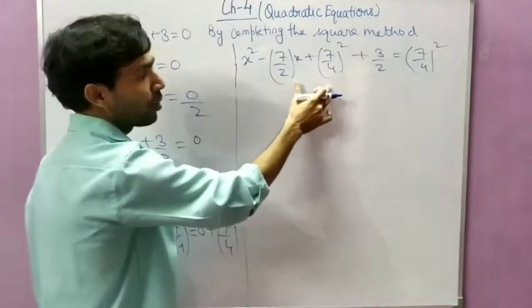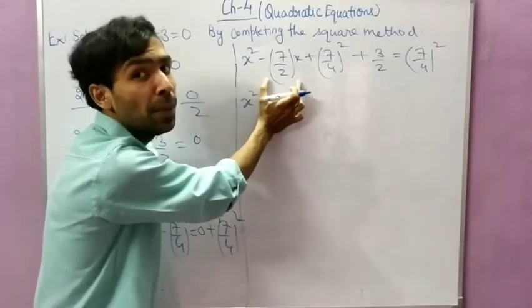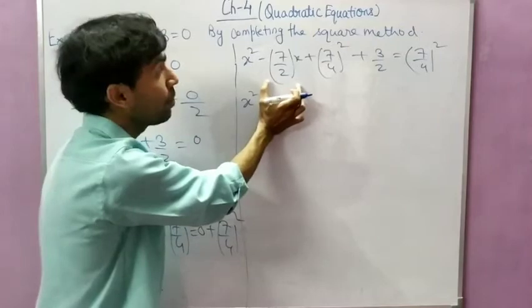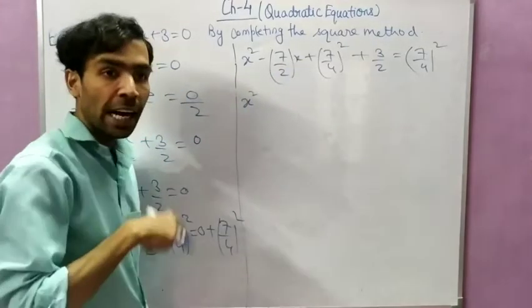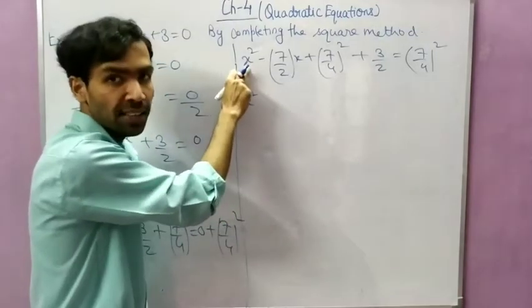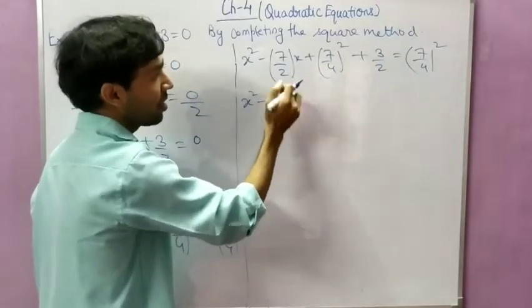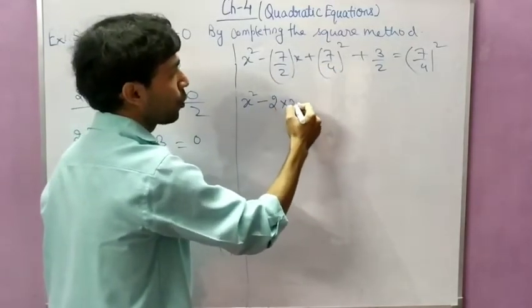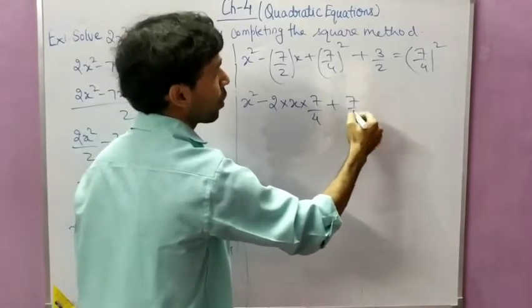This can also be represented like this: x square, and see, it is a 2ab term. In place of 2ab here is 7 by 2x, but we have to represent it in the form of 2ab. So in place of a, x is there, and in place of b, 7 by 4 is there. So I will write this like this: 2 into x into 7 by 4 plus 7 by 4 ka square.